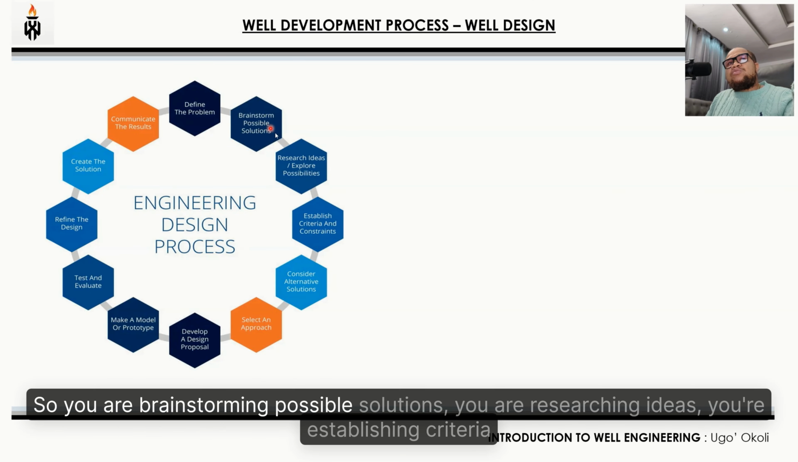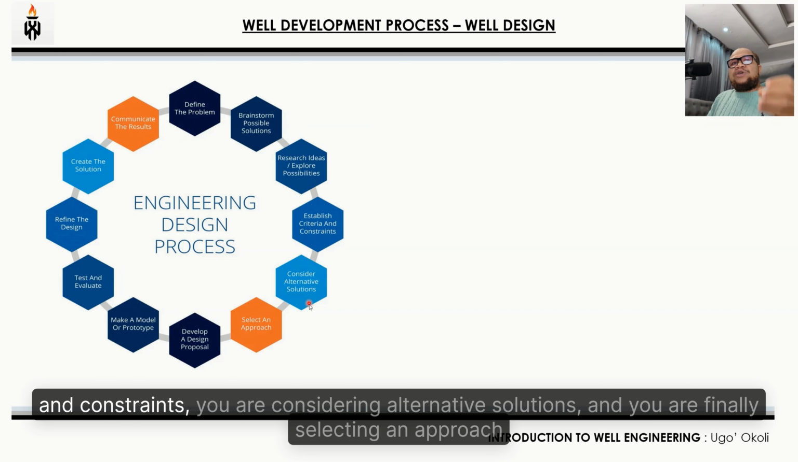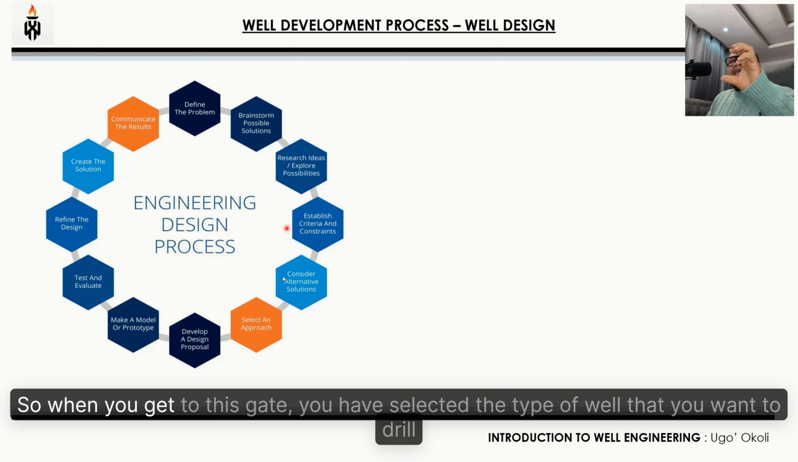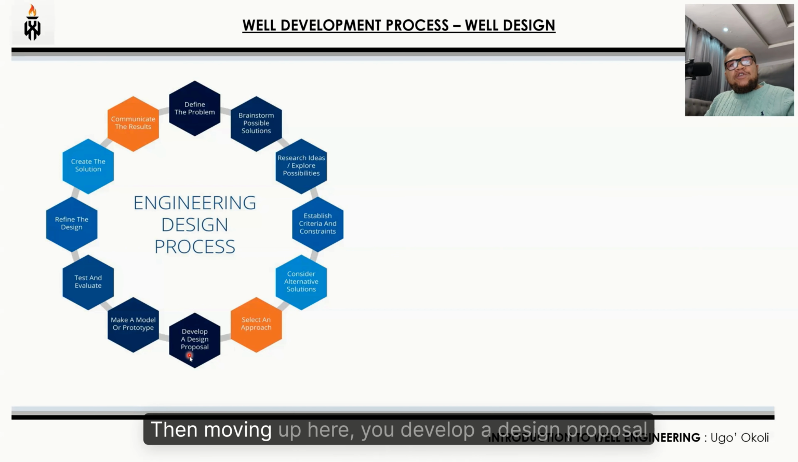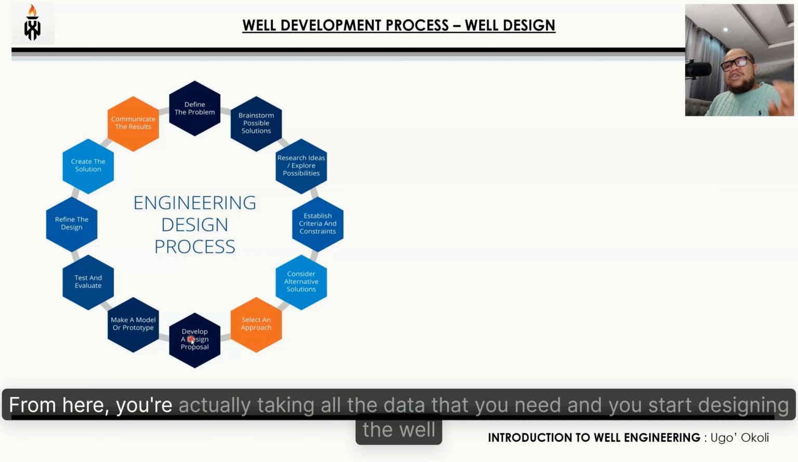So you are brainstorming possible solutions, researching ideas, establishing criteria and constraints, considering alternative solutions, and finally selecting an approach. So when you get to this gate, you have selected the type of well that you want to drill. Then moving up here, you develop a design proposal. From here, you're actually taking all the data that you need and you start designing the well.